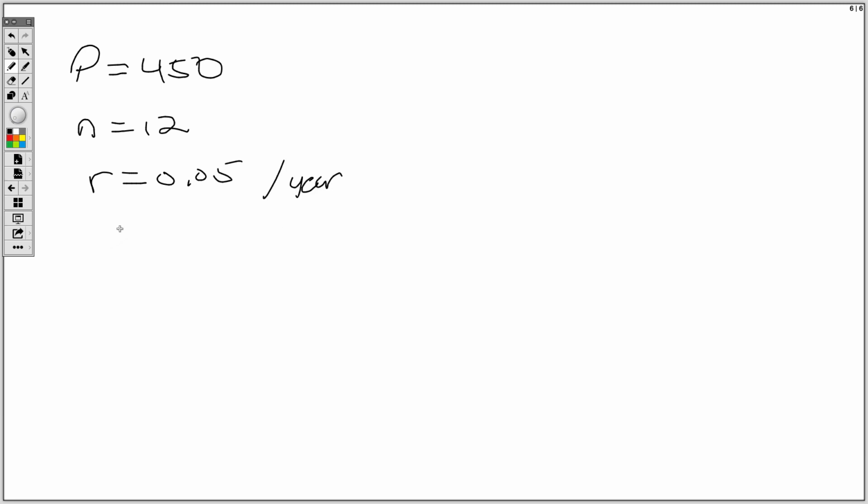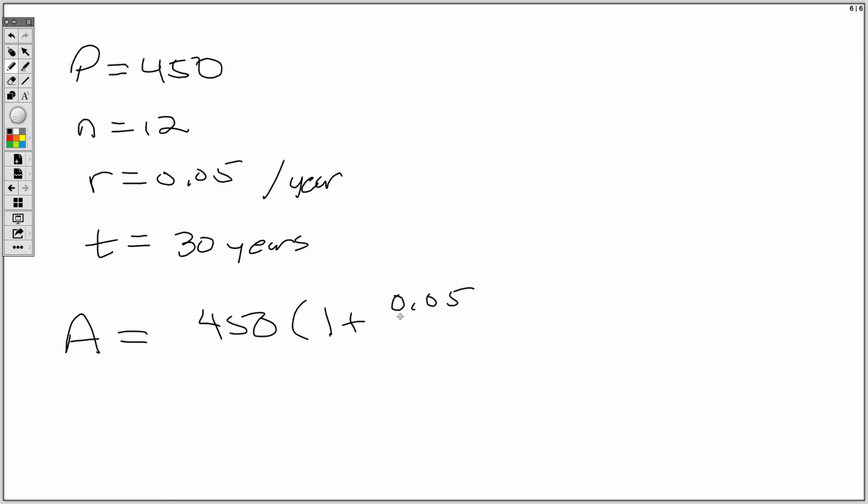So let's take a look at that last scenario. We had P was 450, n was 12, r was 0.05 per year, and t was 30 years. And so my amount here, A, was 450 times 1 plus 0.05 over 12 to the 12 times 30.